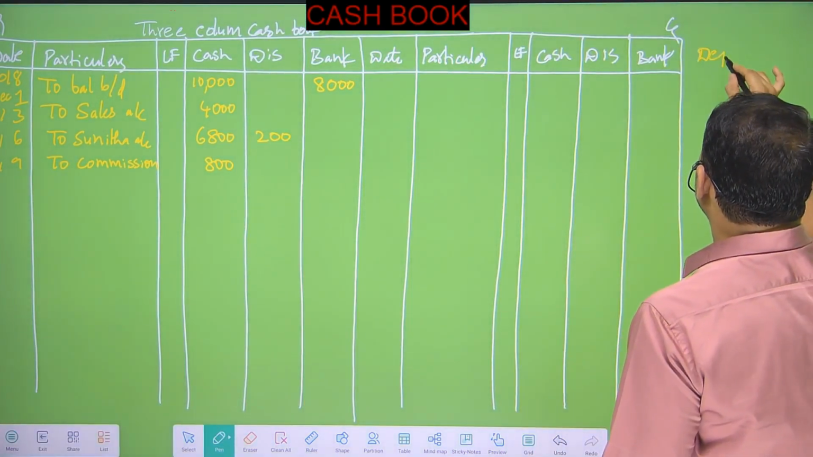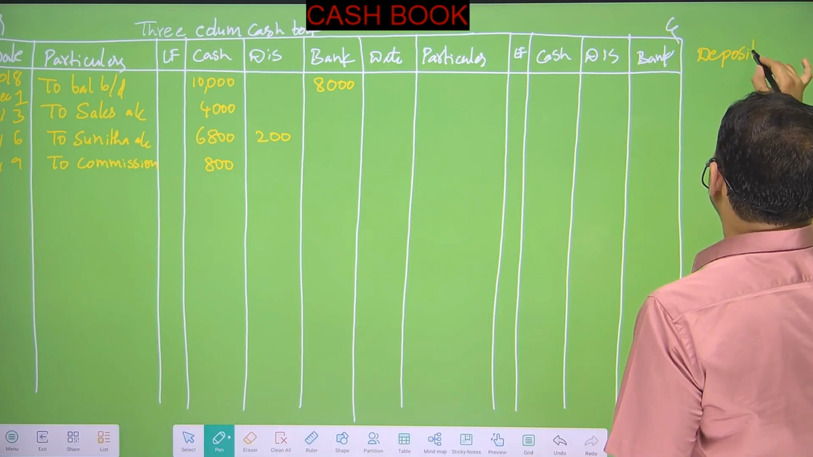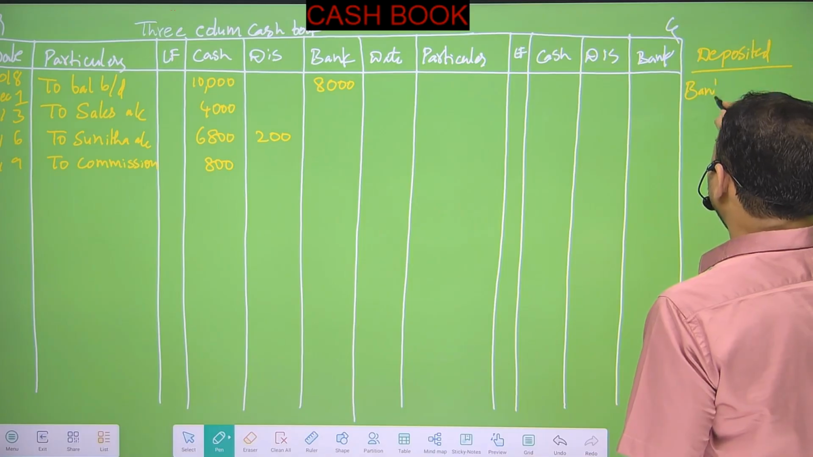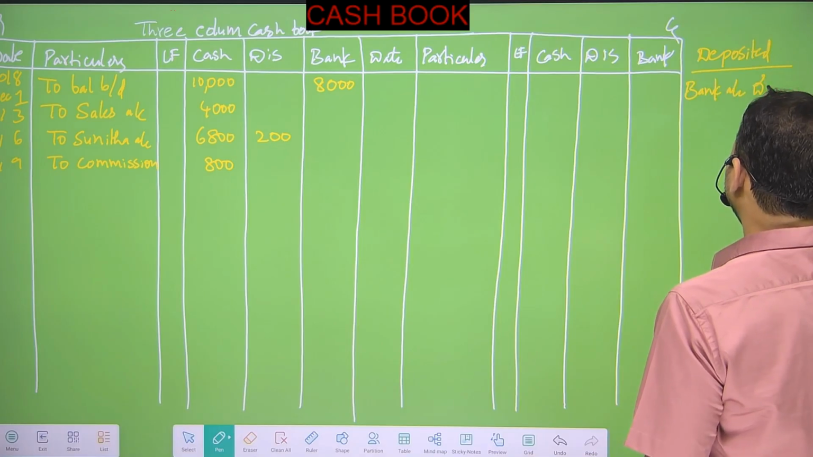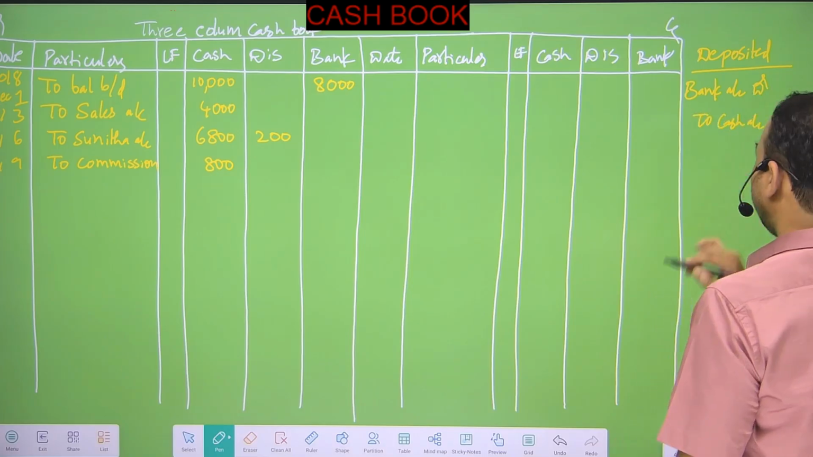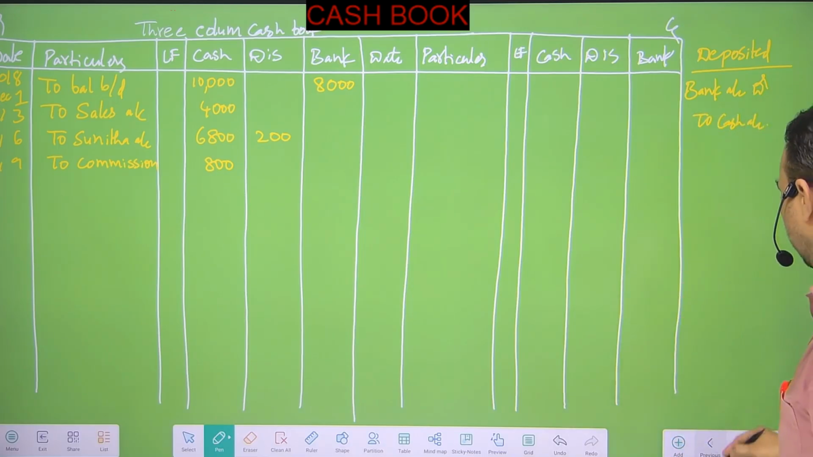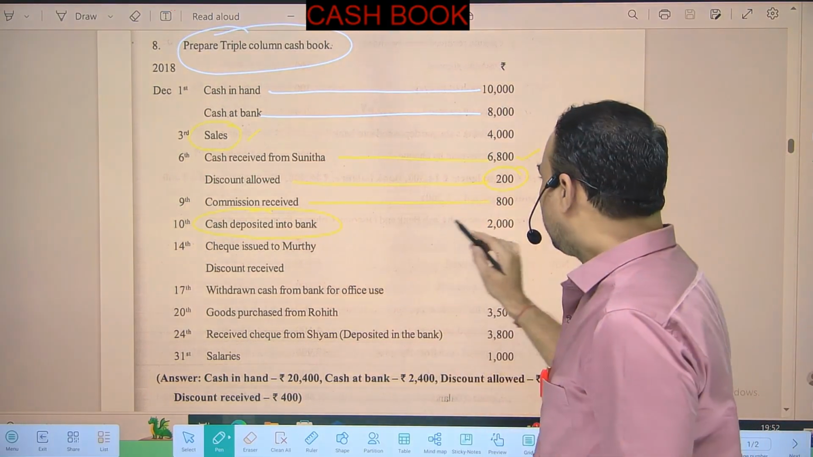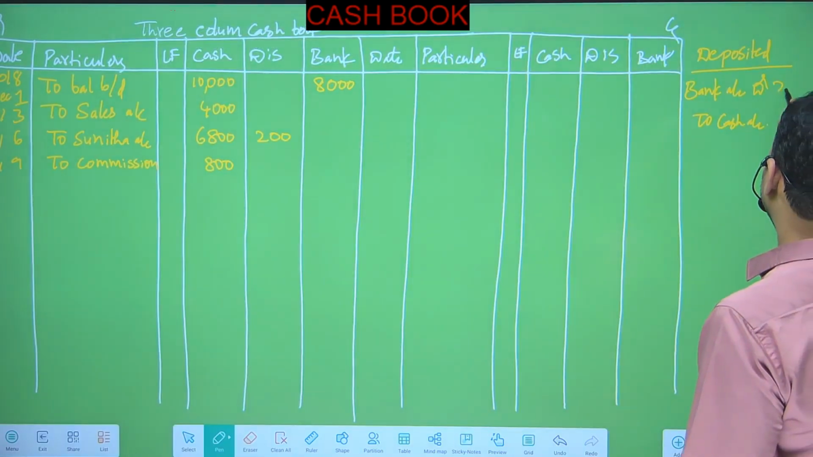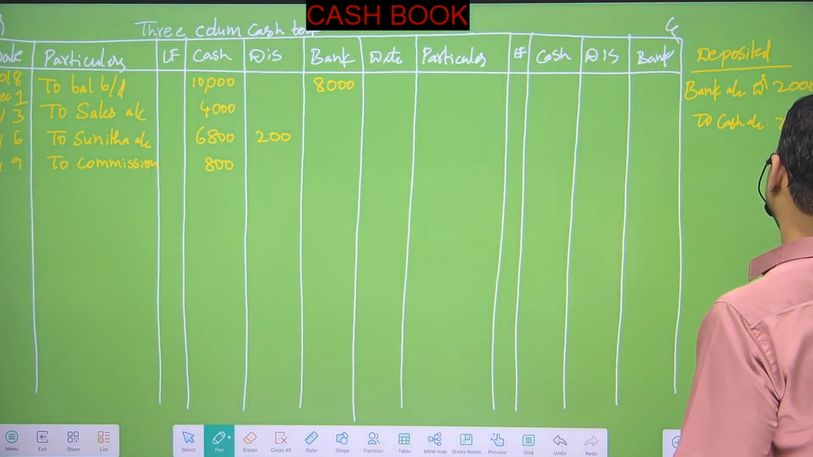Whenever cash is deposited, as I said in the previous video, this journal entry we will use: bank account debit to cash account. Okay, how much amount did we deposit? 2,000 rupees we deposited. So on both sides we have to write 2,000 rupees, 2,000 rupees on the debit side and 2,000 rupees on the credit side.